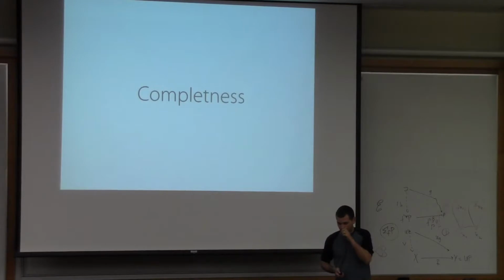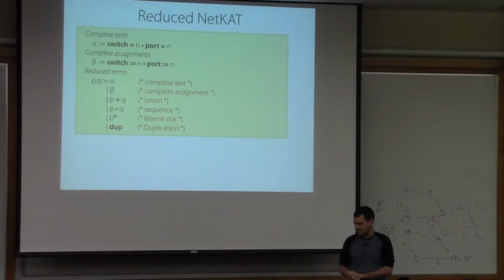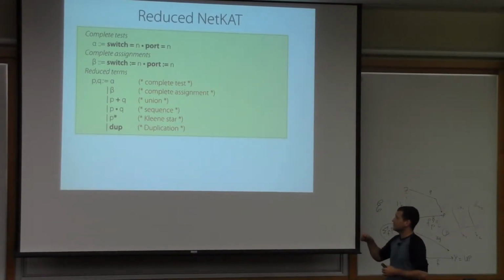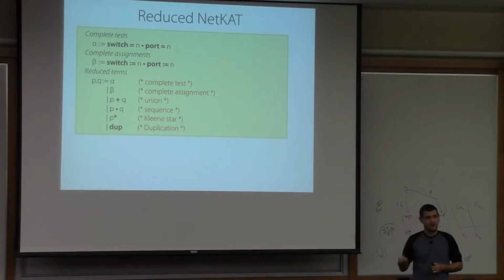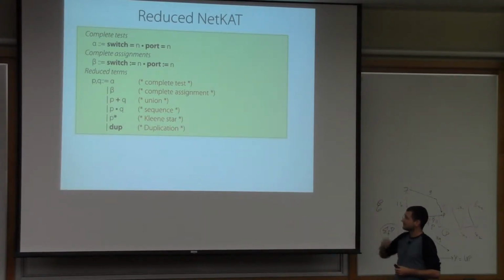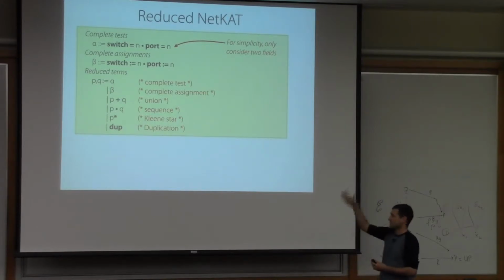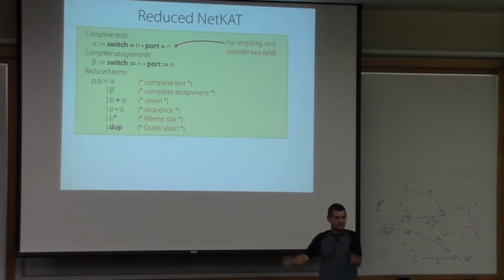Okay, so the first step that I'm going to do to get towards completeness is to take the surface language and put it into a reduced form. And the main thing I'm going to do is replace all of the Boolean predicates with what I'll call complete tests. So for simplicity, I'm just going to consider two fields in this example, switch and port, but you would actually do this for all of the fields that are in a packet. So the idea is a complete test doesn't just test one field. It doesn't contain any unions or negation, but it actually contains a conjunction of tests for every single possible value in the packet. So essentially, the complete tests and packets are in one-to-one correspondence. Every packet has a unique complete test that matches it.